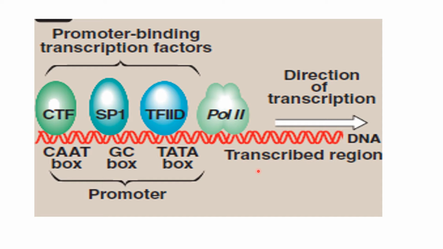Here is the binding of the different factors to their different regions. For example, the GC box is responsible for the binding of SP1 transcriptional factors. The CAAT box is responsible for the binding of the CTF factor. Similarly, the TATA box binds the TF2D transcriptional factors, and then polymerase 2 also binds these transcriptional factors so as to mediate the transcription. These are the different regions. Each transcription factor binds to its specific nucleotide sequence. For this, they contain specific motifs by which they bind to the DNA. So each transcription factor binds to its specific region so as to mediate the transcriptional process.